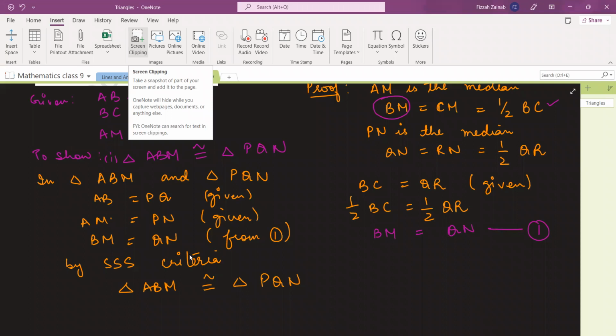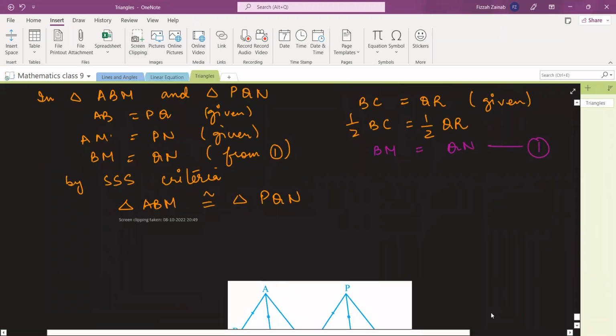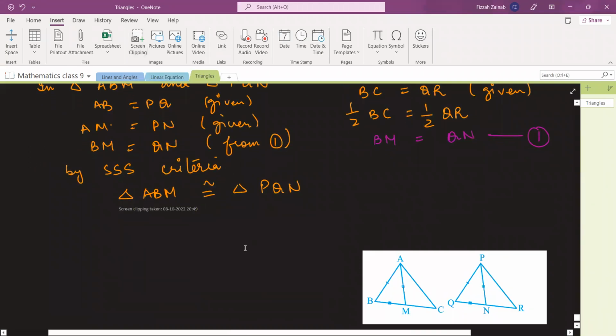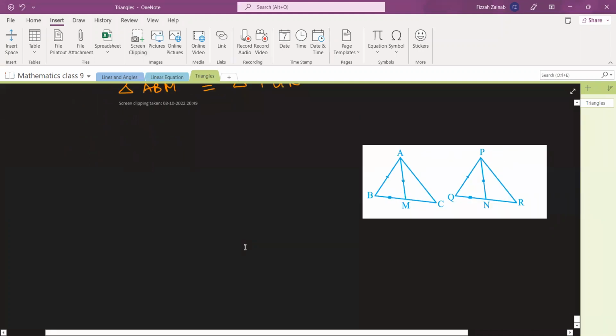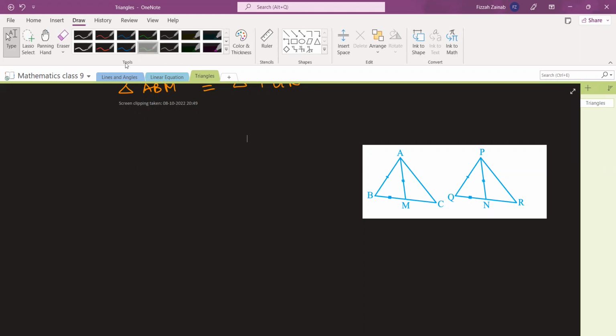Now second part, same question. I'm just copying the figure again. In the second part, you have to show triangle ABC is congruent to triangle PQR, right? That means the complete triangle you have to show congruent. Is that okay?